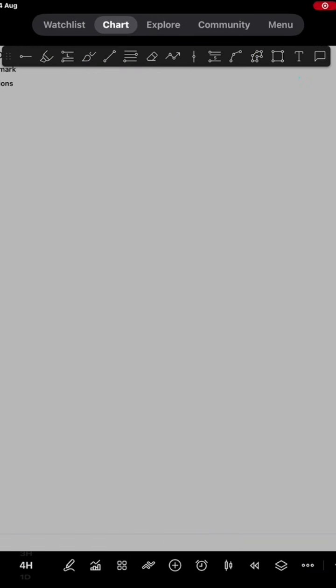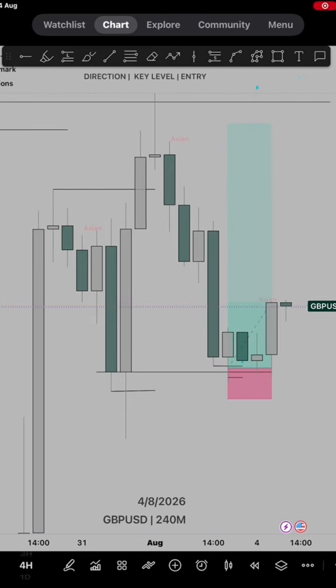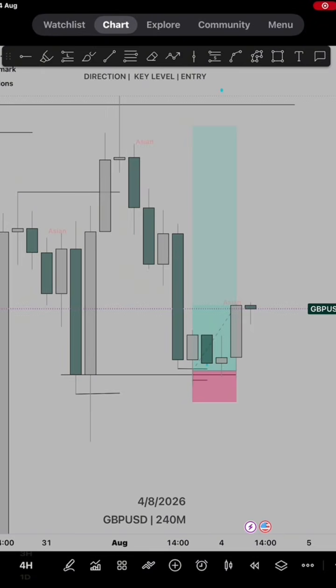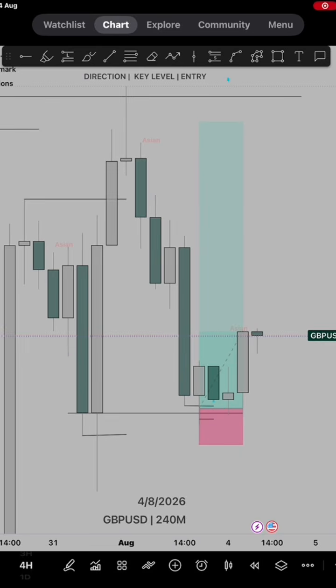Now let's go to the chart. Right here we have the most recent break of structure to the upside, right? Price collected this low and we have a break of structure to the upside. Now, this is my trading range. Now, how do I get valid liquidity or valid points of interest?